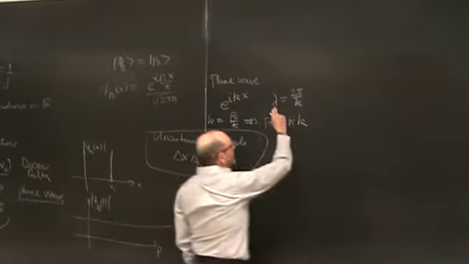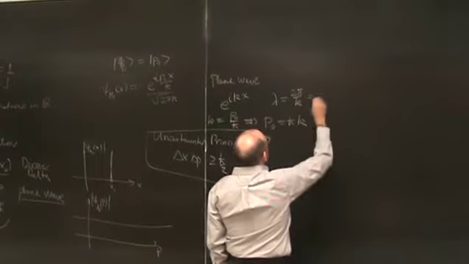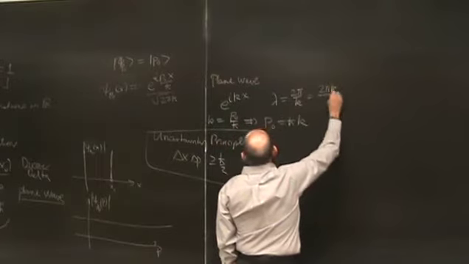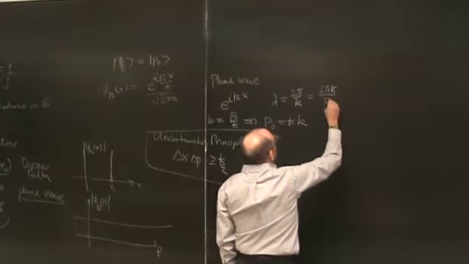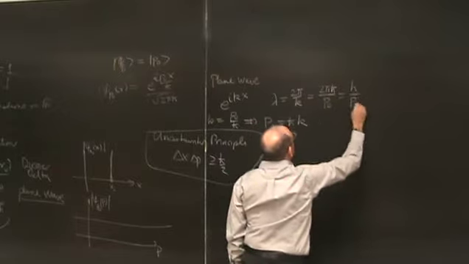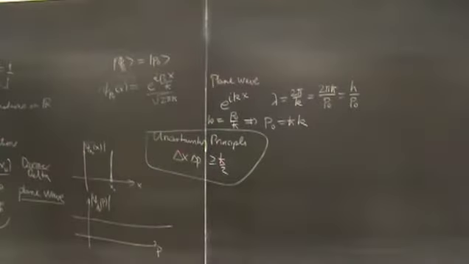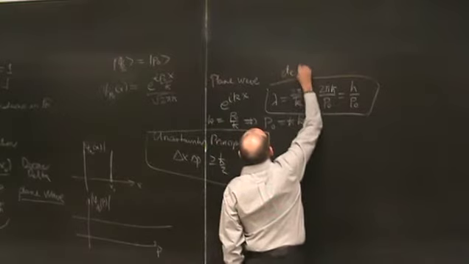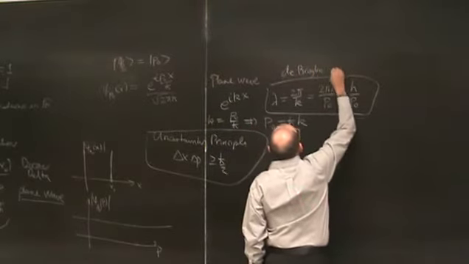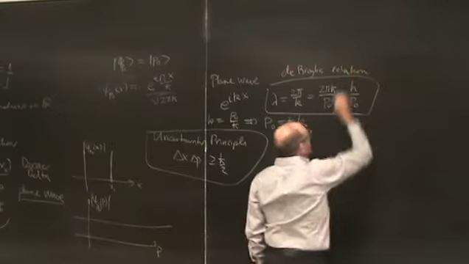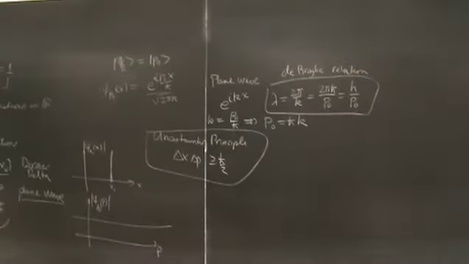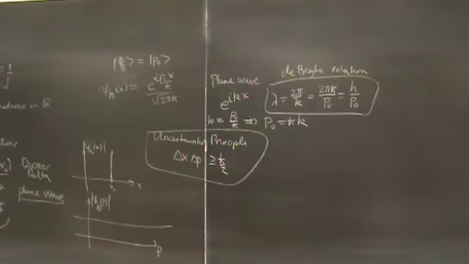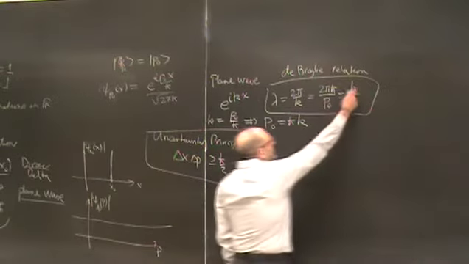And so the wavelength here is 2 pi h bar over p naught, or Planck's constant over p naught. This, of course, is the de Broglie relation, that a particle with a certain momentum has an effective wavelength given by Planck's constant over the momentum.